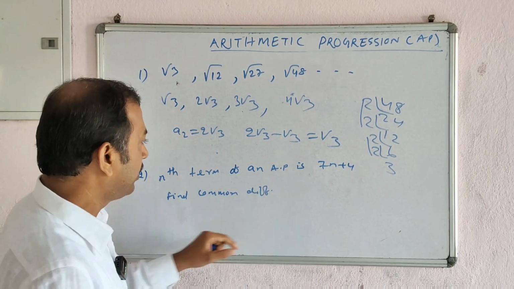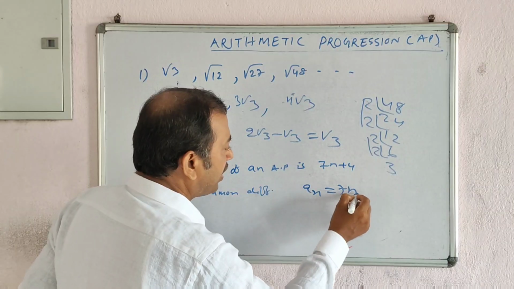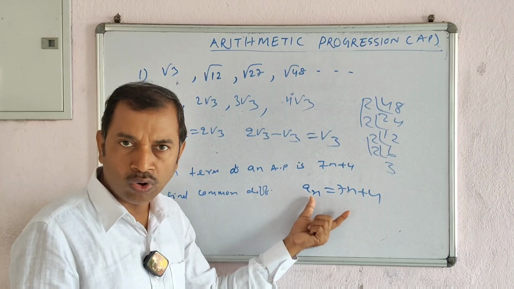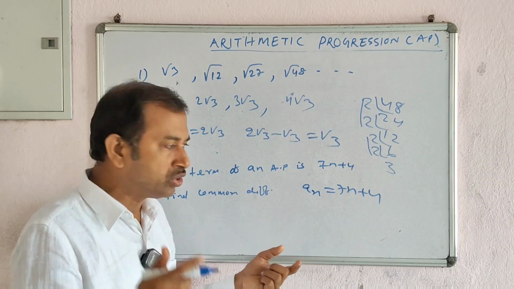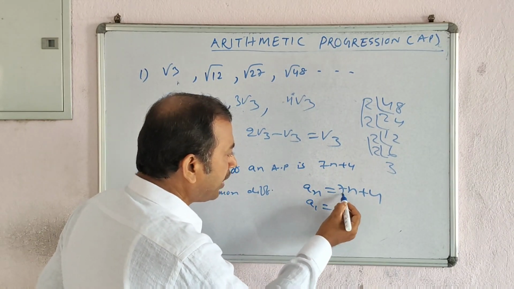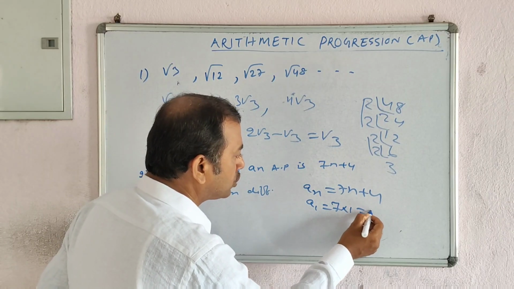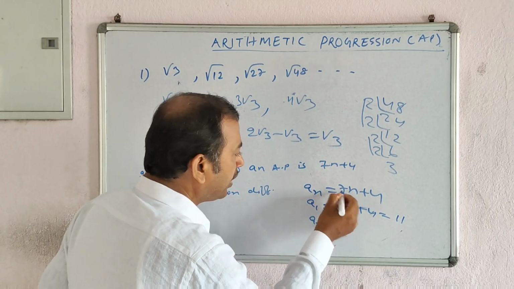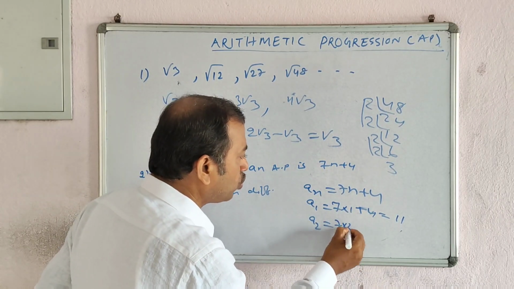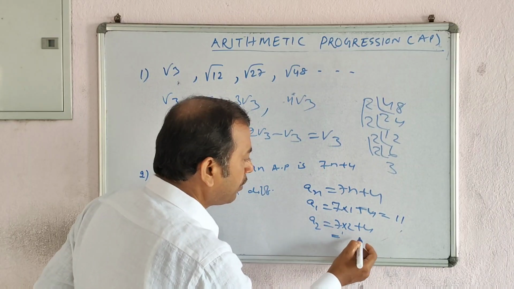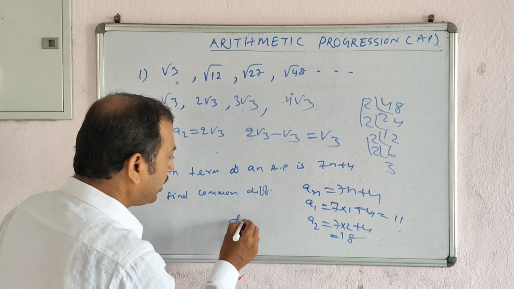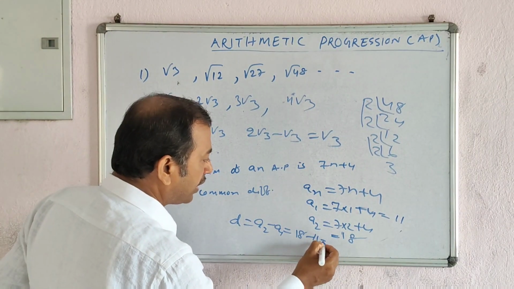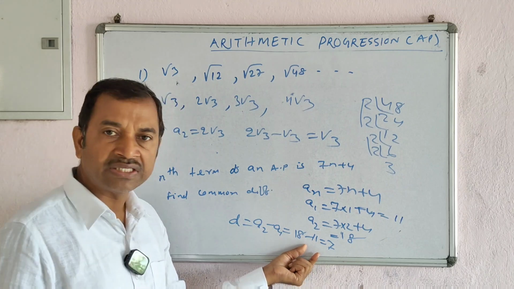So another variety of question, see, the nth term of an AP is given. That means an is given as 7n plus 4. Find the common difference. So first, there is a rule written for the sequence, so find a1, a2, a3. What will a1 be? Instead of n you can put 1. So 7 into 1 plus 4, so 7 plus 4 is 11. Similarly, what is a2? Instead of n you can put 2. 7 into 2 plus 4, 14 plus 4 is 18. So what is d? d is a2 minus a1. So 18 minus 11 is equal to 7. So good, common difference is 7.